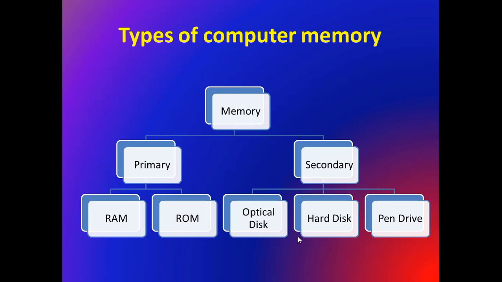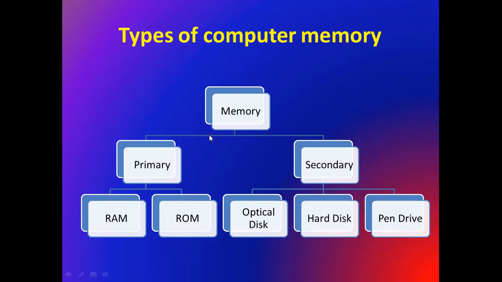Types of computer memory. Students, memory is the most important part of the computer system where you store your large amount of data. We store very big files, in what? We have to store in the memory. But the memory is mainly of two types.